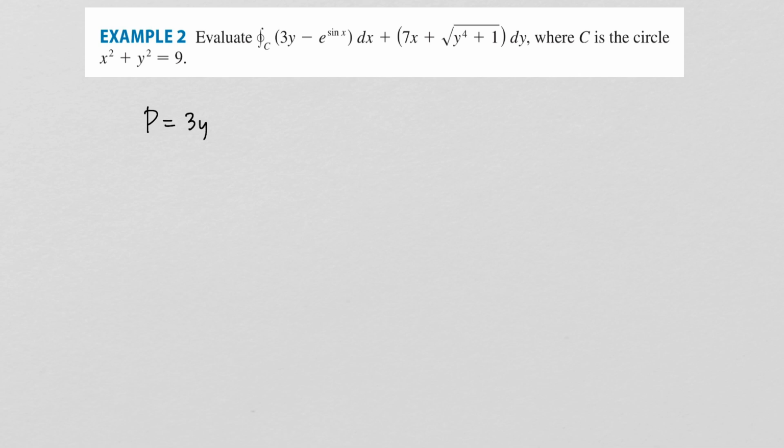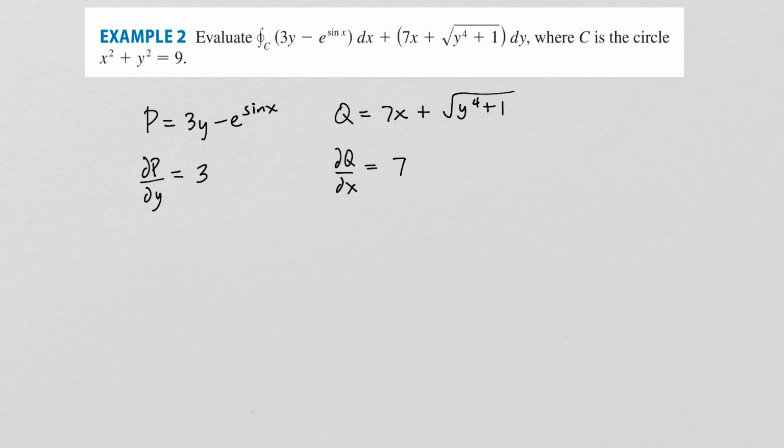P is the function 3y minus e to the sine x, and Q is 7x plus the square root of y to the 4th plus 1. Now to apply Green's theorem, we need the derivative of P with respect to y and the derivative of Q with respect to x. So here we're just going to get 3, and here we get 7. And this integral becomes the double integral over the region D of 7 minus 3 dA. And so this is simply 4 times the double integral over the region D dA.